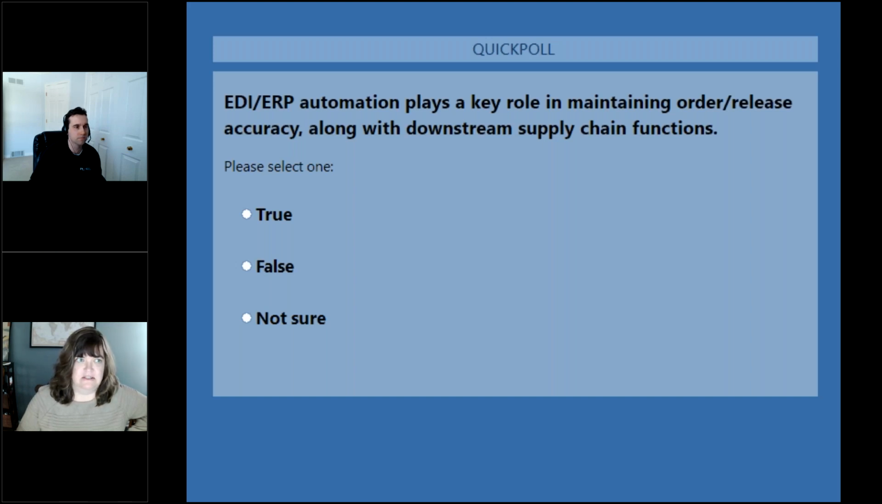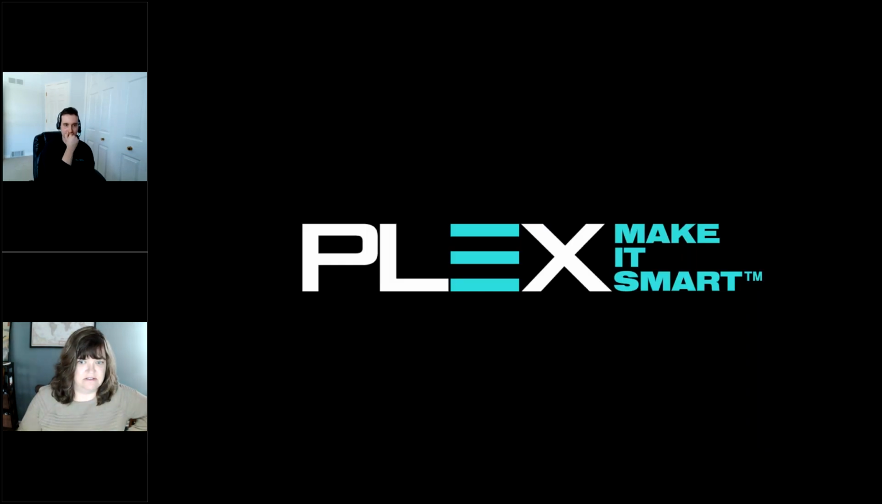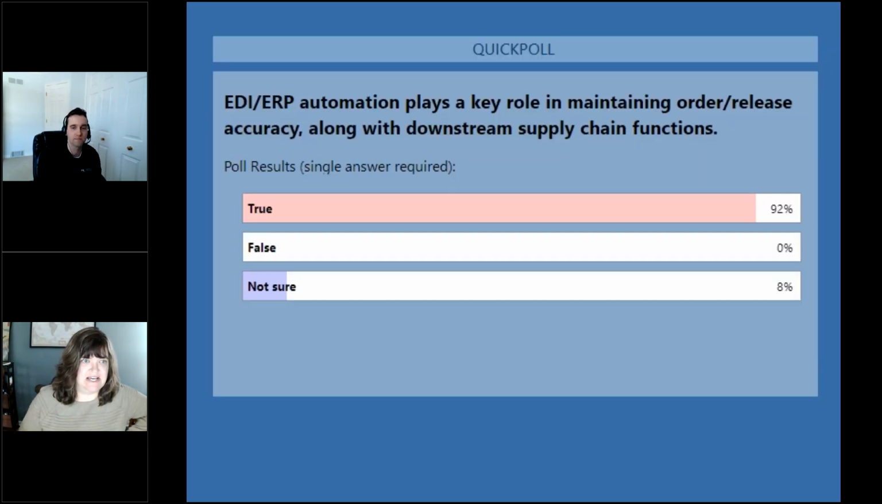Okay, we'll go ahead and look at the results. So does EDI ERP automation play a key role in maintaining order release accuracy along with downstream supply chain functions? 92% said yes. Great.